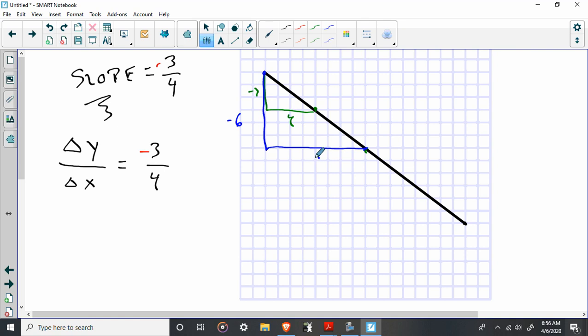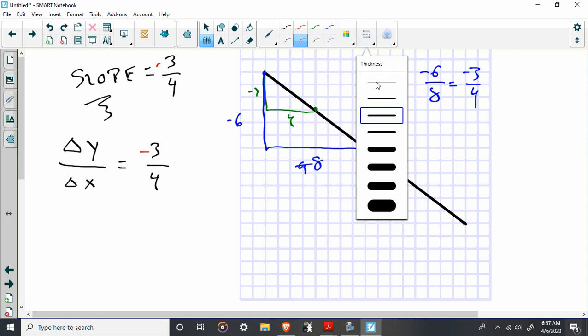over 8, which is good for us because not only are these numbers nice and good for our slope, right? Because -6 over +8 still reduces to -3/4. It also shows us that these two triangles are proportional. Okay, so we will be using these lines to prove distances, to prove that things are proportional and things like that.